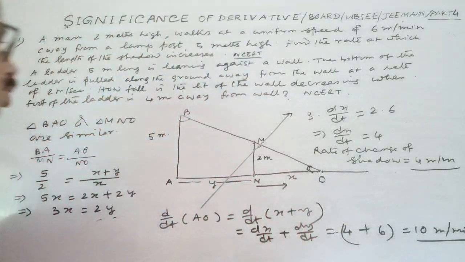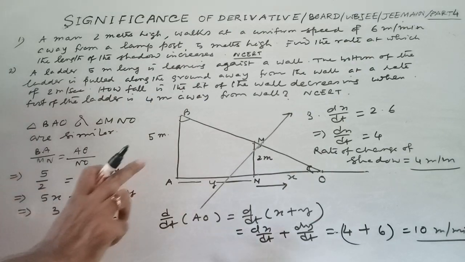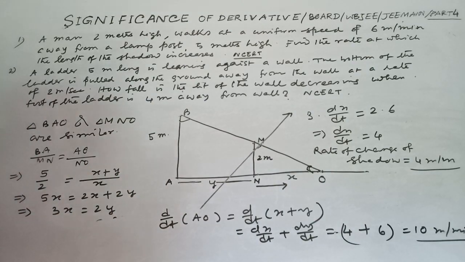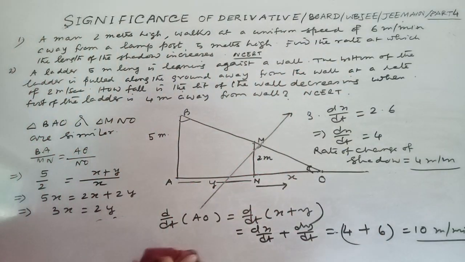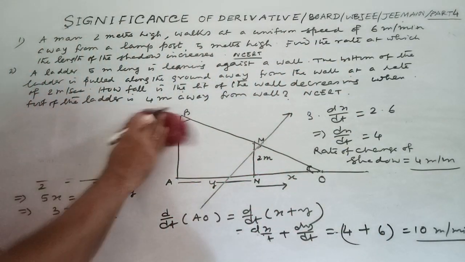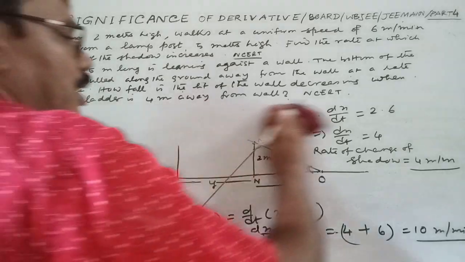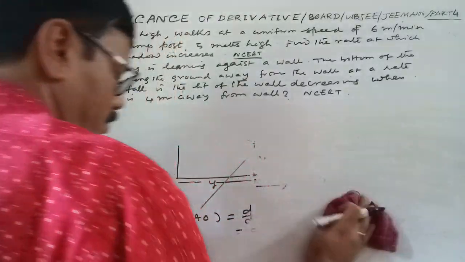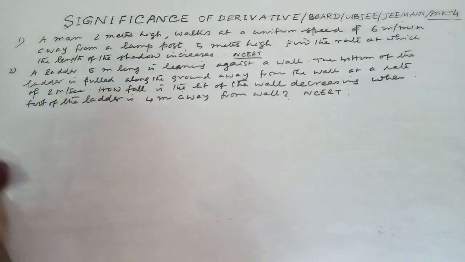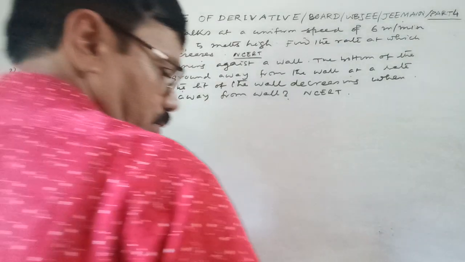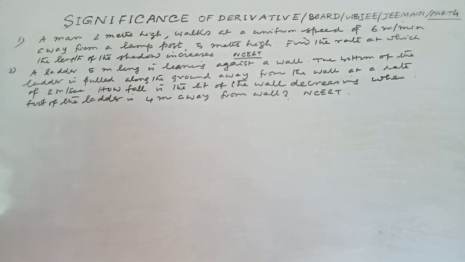So you form a relation. Draw the figure, form a relation between x and y, and solve it. Next, this is the most important problem for board. So problem number 2. A ladder 5 meters long leaning against a wall.